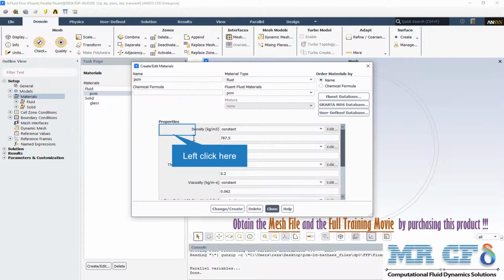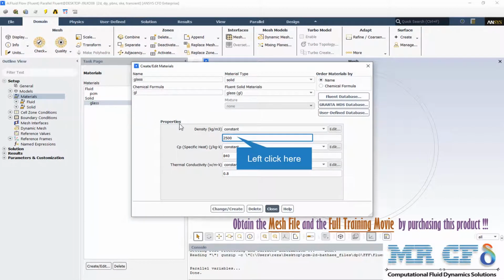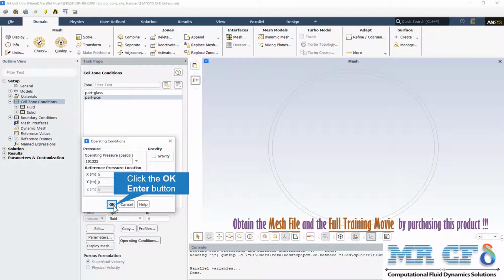Here are the PCM properties, and the most important parts are pure solvent, melting heat, the solidus temperature, and also the liquidus temperature. And in this section, we can check the glass properties, including density, CP, and thermal conductivity. The glass is the solid zone. Also, the operating pressure is equal to the atmospheric pressure in the operating conditions section.